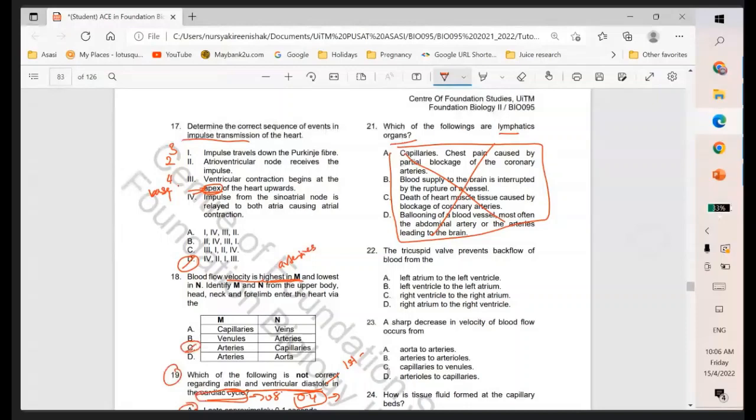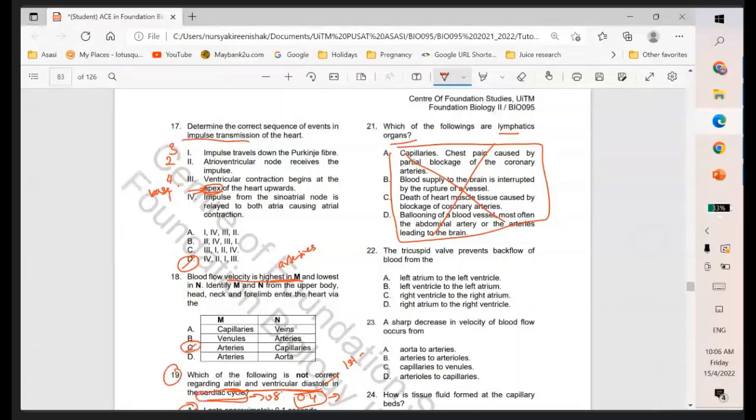Capillaries. Capillaries is not organ. Cakap organ. Capillaries is vessel. Is it tonsil? Tonsil, and then spleen. One more. Thymus gland. Okay, so all that is the organ of the lymphatic system.